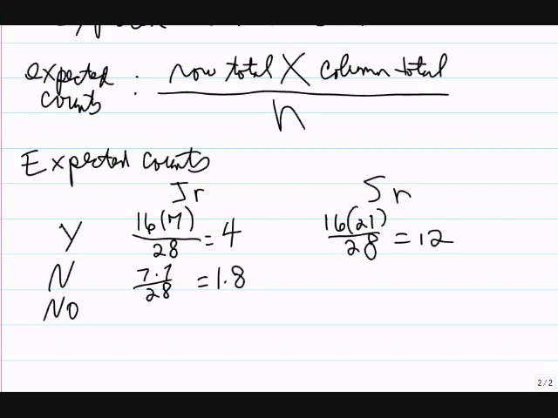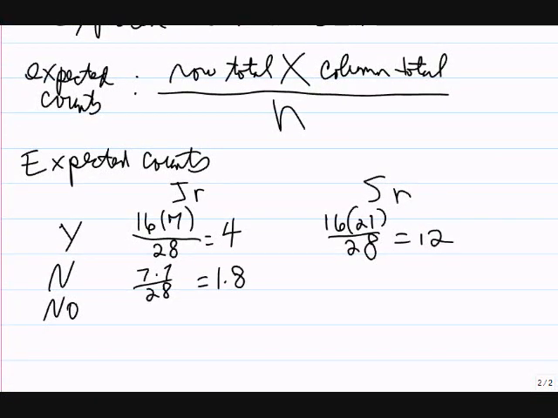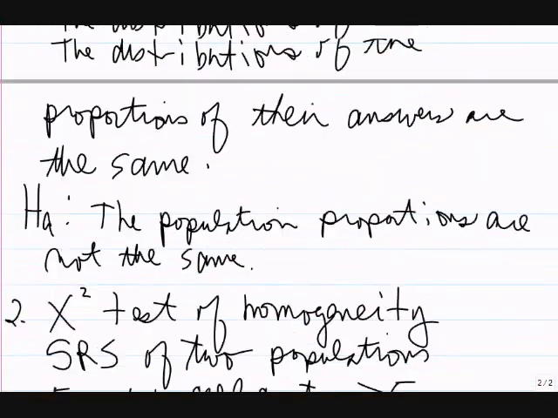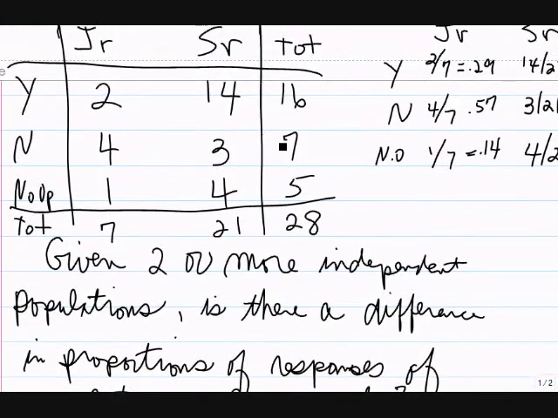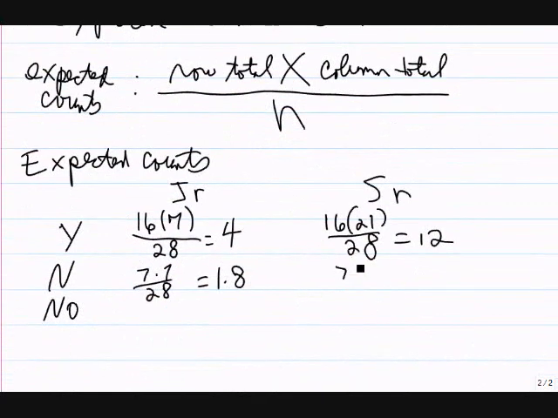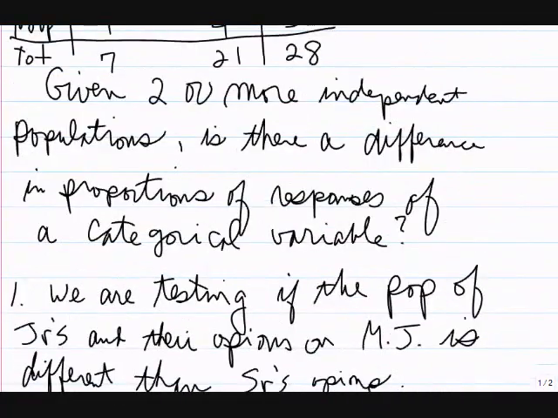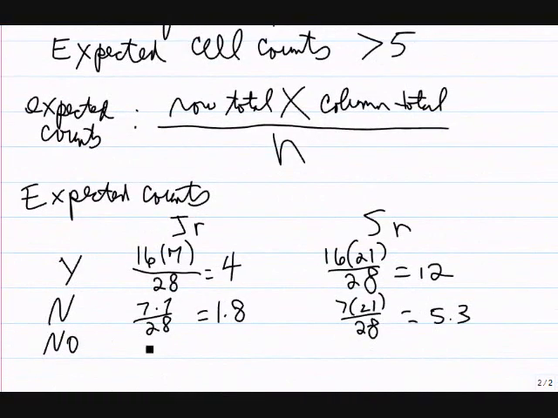Okay. We're not going to meet conditions. We didn't last period either. So we probably shouldn't be using the chi-square distribution, but we're going to run it through anyway. All right. So for the seniors saying no, it's 7 times 21 divided by 28. That's 5.25. Okay, I'll call it 5.3. I think these no opinions are going to kill us too. That's 5 times 7 divided by 28.